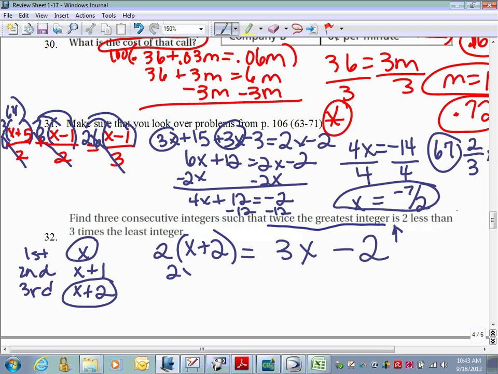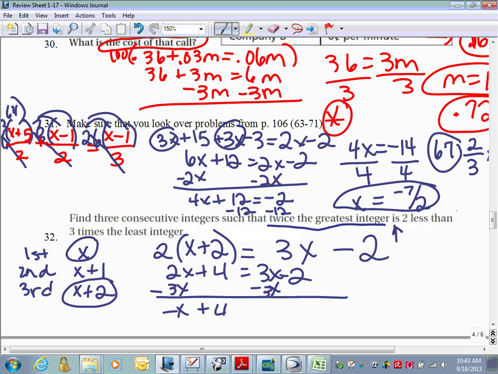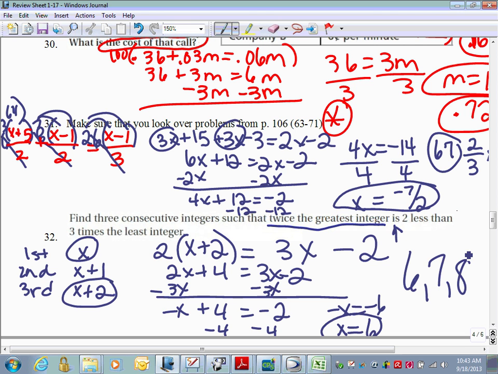Distributing, I have 2x plus 4 equals 3x minus 2. Minus 3x on each side, and I have negative x plus 4 equals negative 2. Moving the 4, and that's negative x equals negative 6. So x is what? 6. What are all 3 integers? 6, 7, and 8.